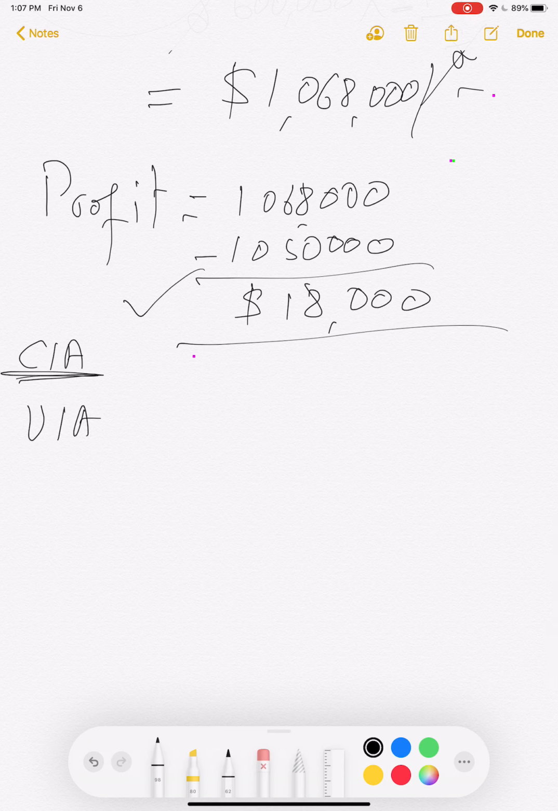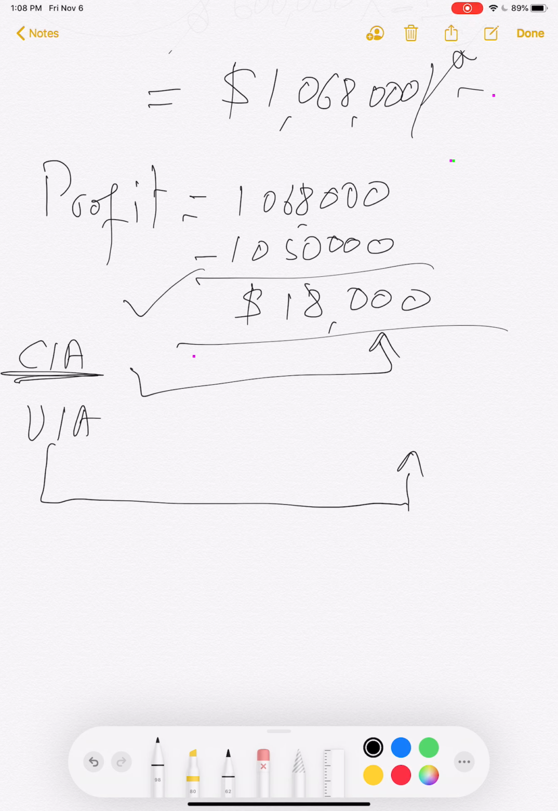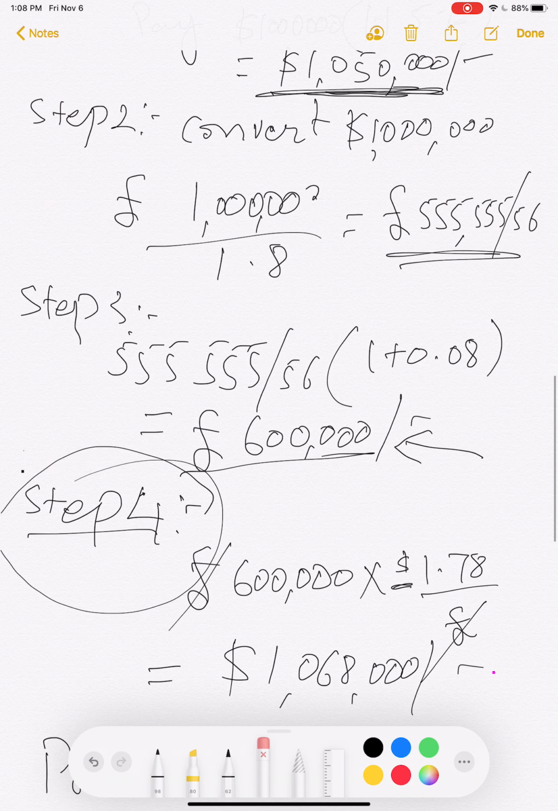So this covered interest arbitrage, with certainty and surety, will give you $18,000 profit. With the uncovered interest arbitrage, it literally depends on what the rate would be after a year. Your profit totally depends on the spot rate after a year. Now, what was in step 3? What was your asset currency? Your asset currency, in which you had your proceeds, is the pound.